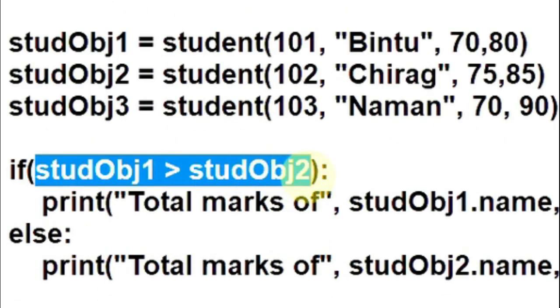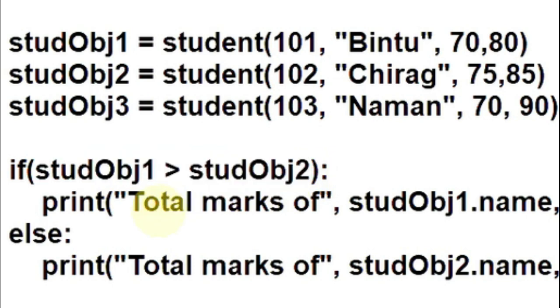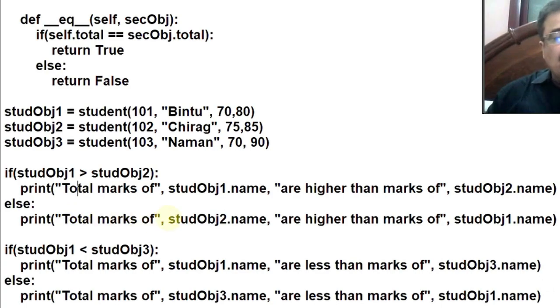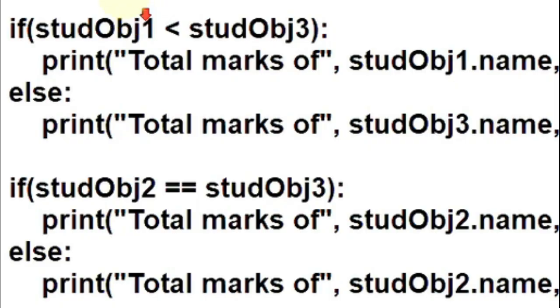Because the function has returned boolean value false, the if block won't be executed, the else block will be executed, and you get the output: total marks of, and the name attribute of stud obj2, that is Chirag. Total marks of Chirag are higher than marks of the name attribute of stud obj1, that is bin2. So you get the output: total marks of Chirag are higher than marks of bin2. Got it? Similarly here, you are overloading the less than operator.